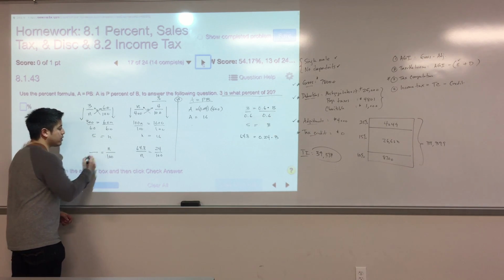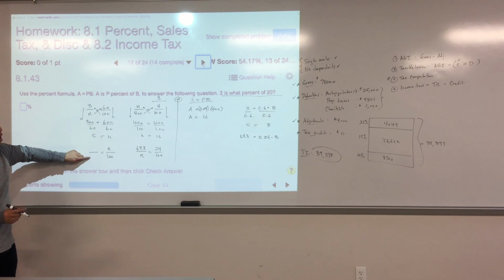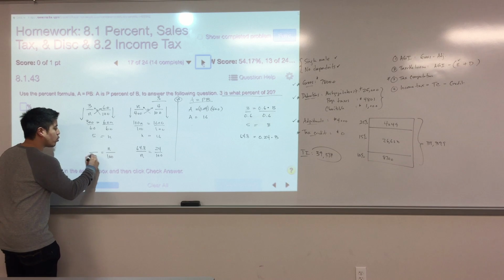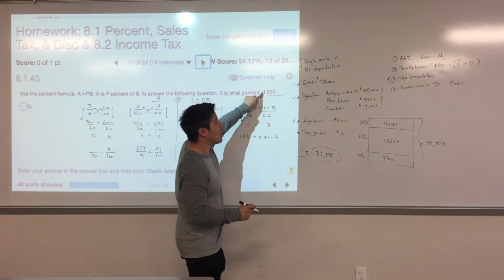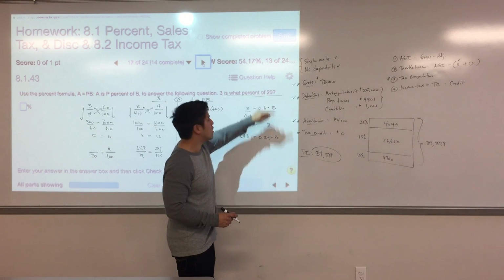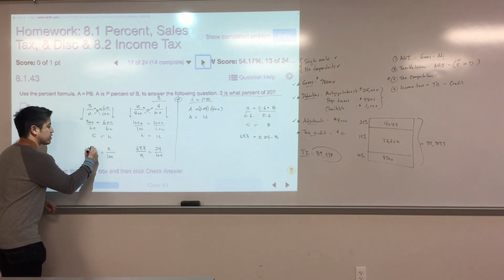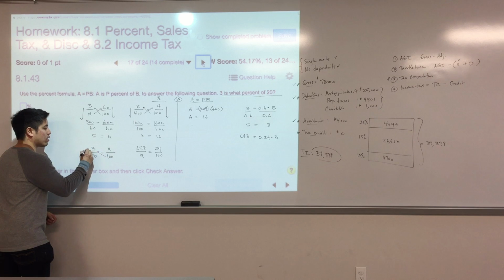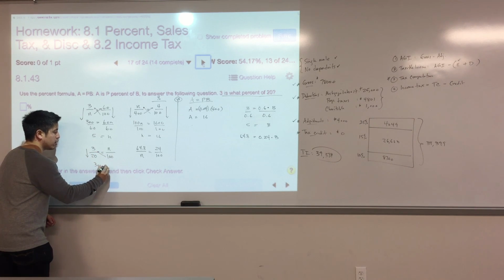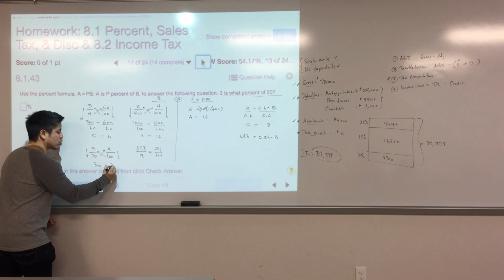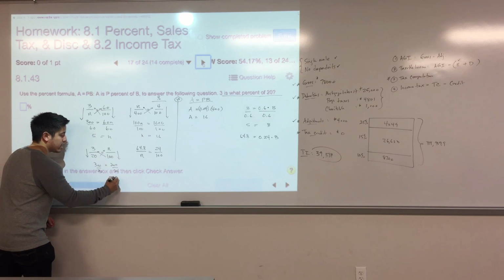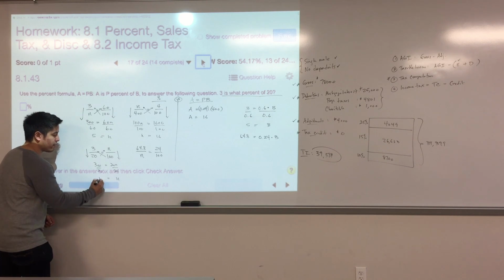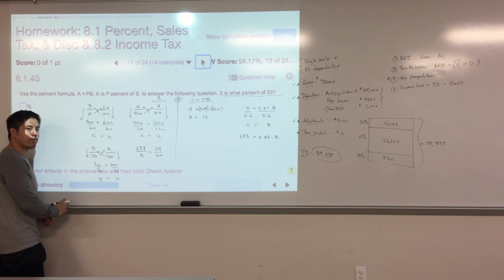Now, tell me what goes on the bottom of this problem. 20. We know 20 goes on the bottom because it's of 20. And so therefore, 3 obviously goes on top, and we can go solve it. 3 times 100 is 300. 20 times n is 20n. Divide by 20, divide by 20, n is 15. What is 15? 15%.